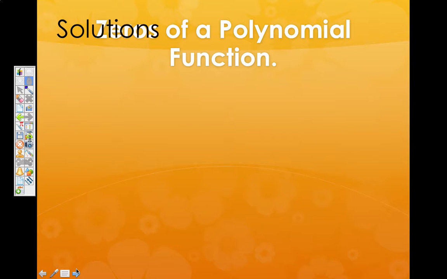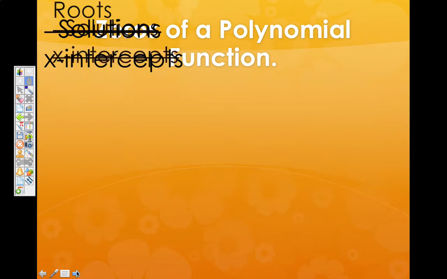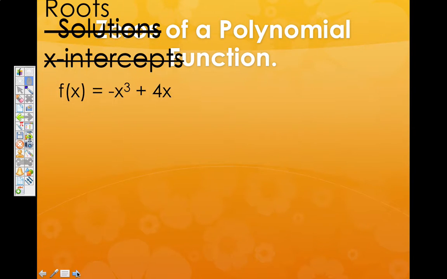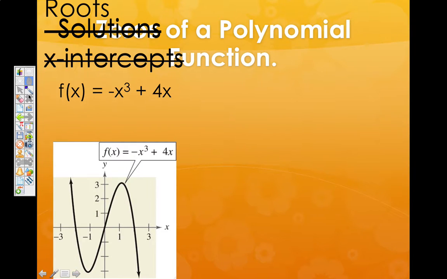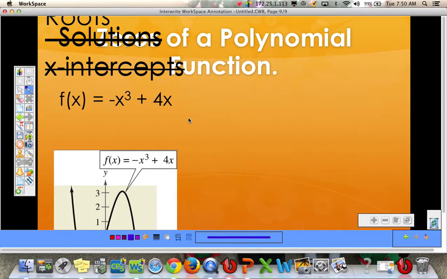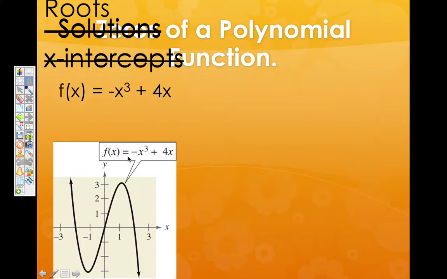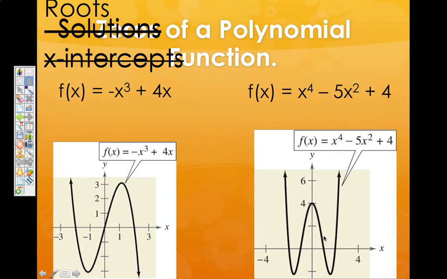Okay. The zeros, also called the solutions, the x-intercepts, the roots, we talked about that last unit. We're going to do this graphically. Okay, so the roots right here, if it's degree 3, you can see from the graph there's 3 zeros. If it's to the 4th power, guess how many zeros it has? You can see that it has 4 zeros.